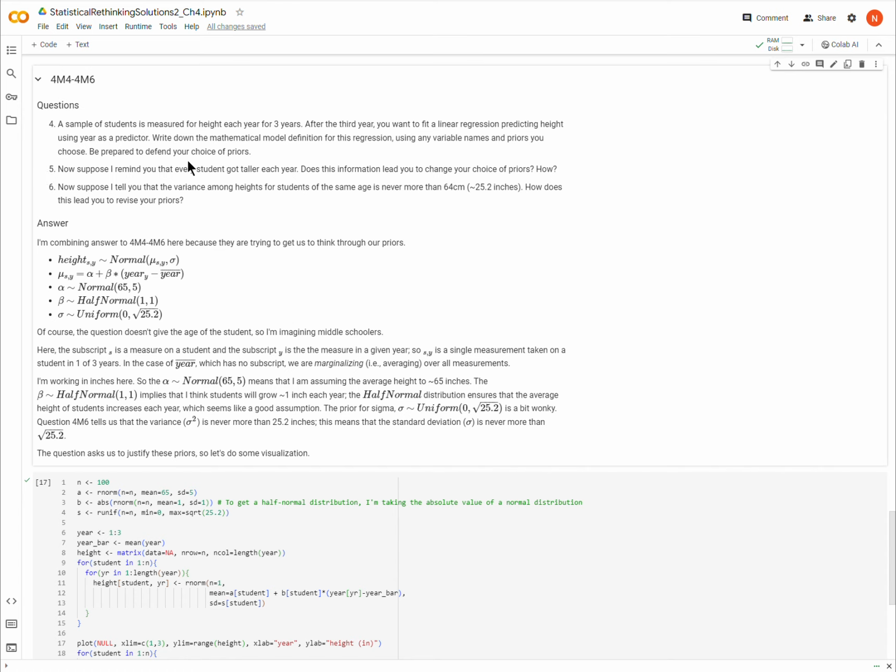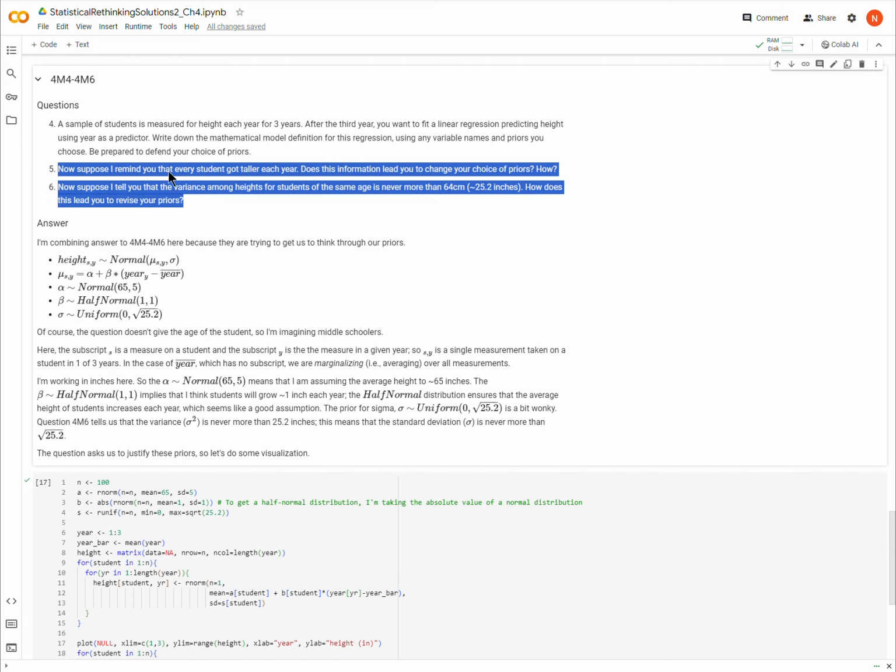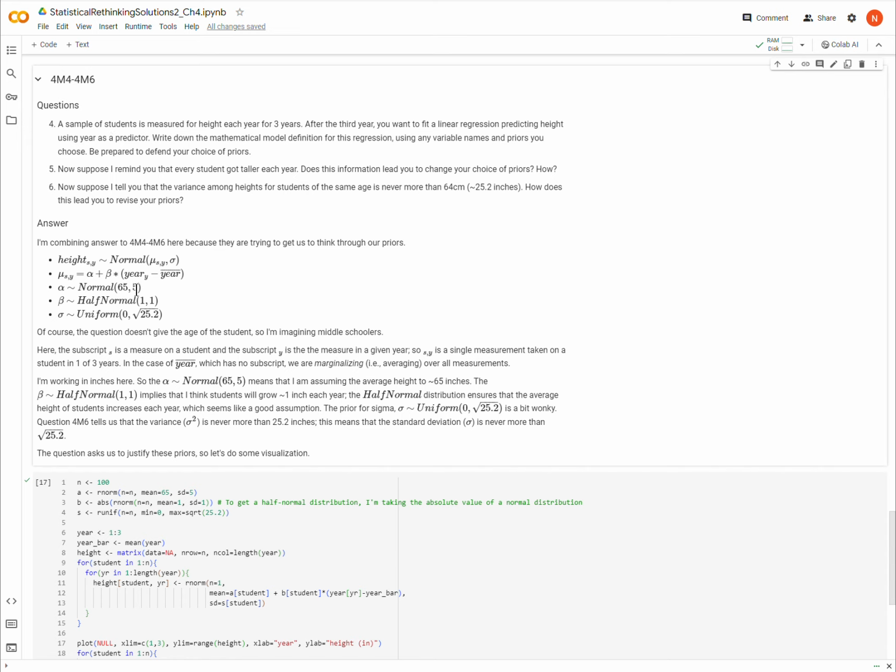ask us questions that want us to reflect about our prior distributions that we select for our model, and to try to refine the model accordingly. And so we're just going to do these steps as we build the model. Okay, so again, we want to build a regression model of height in students over 3 years, where each student is being measured each year, presumably.